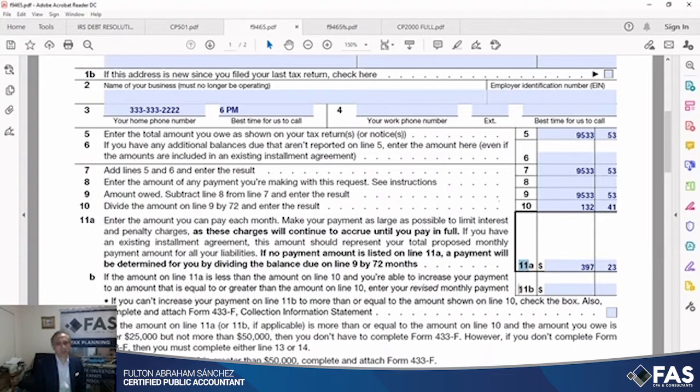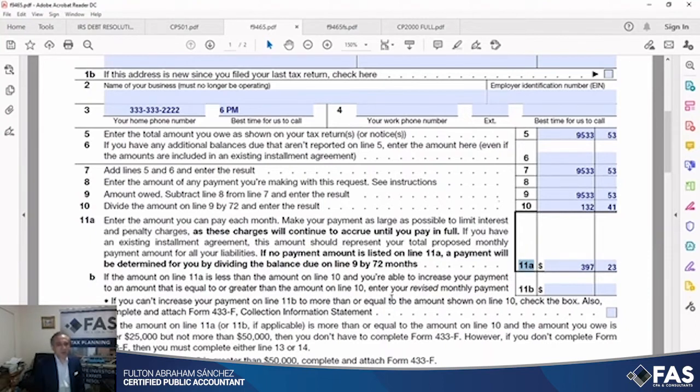Line 11B is if you are making payments, if the amount of payments that you are making in 11A, the amount that you have selected, is lower than the number in line 10, then you need to at least pay that amount. The minimum amount that the IRS allows you to pay is the amount of the debt divided by 72. In this case, we have chosen to pay the amount of the debt divided by 24. This gives us $397.